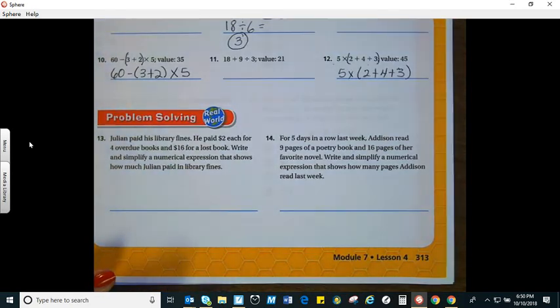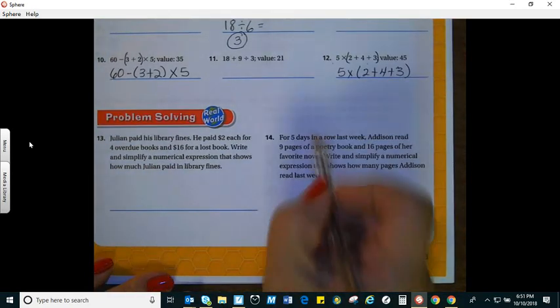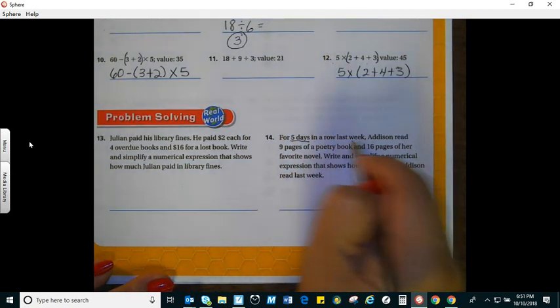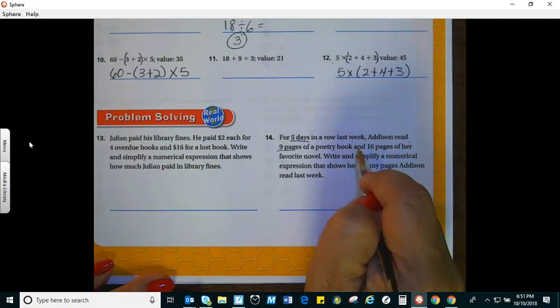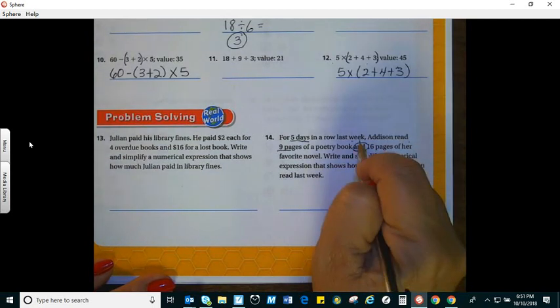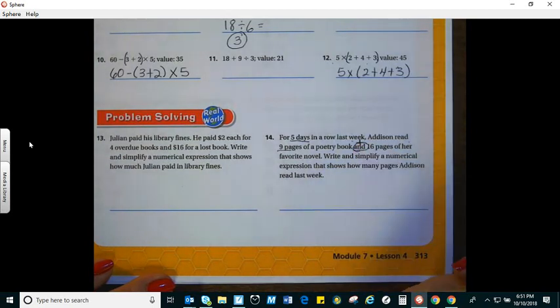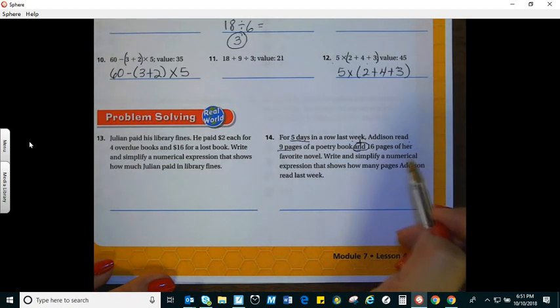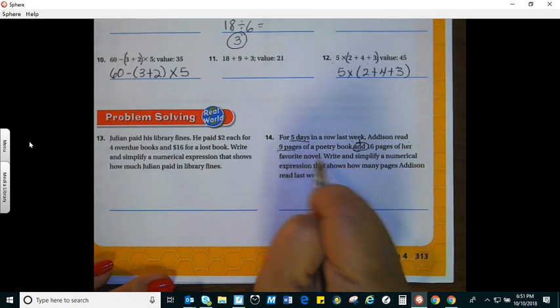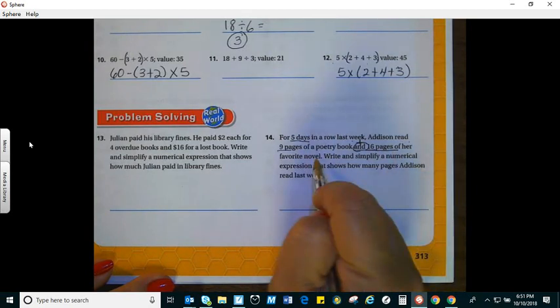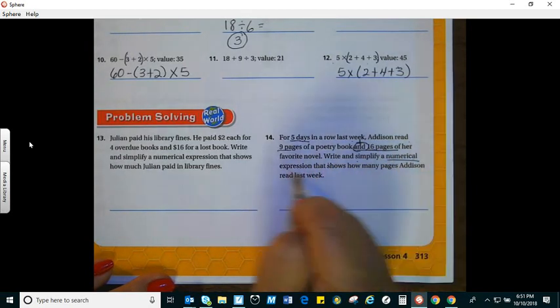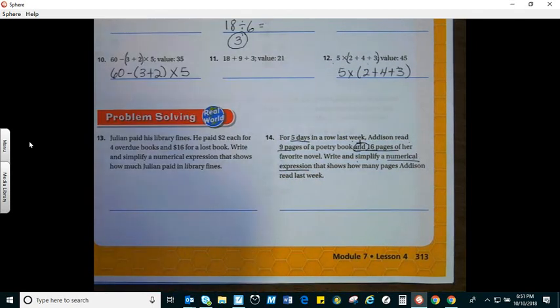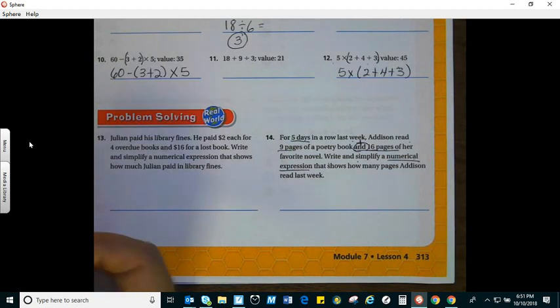Okay, let's look at our next problem. It says, for 5 days in a row last week, Addison read 9 pages of a poetry book. And, I know that when I see an and, I'm going to put a plus sign, and 16 pages of her favorite novel. Write and simplify a numerical expression, which means we're not going to solve it, it's just like what we did yesterday, and show how many pages Addison read last week.